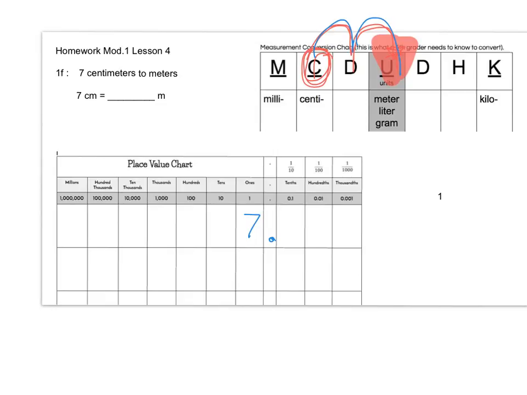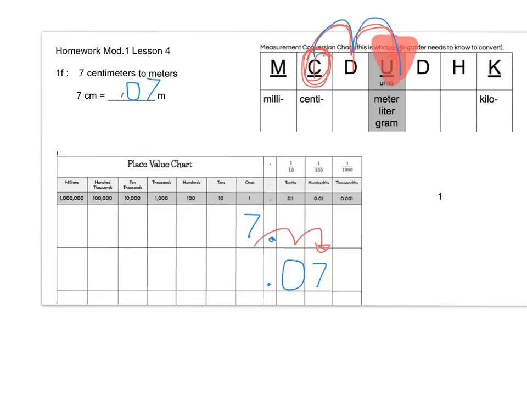We're moving to the right 2, because we moved to the right 2 going from centimeters to meters. We're going to go 1, 2, and we're going to move the 7 right there. Now it's in the hundredths place, and we have to fill that in with a 0. So 7 centimeters is the same as 0.07 meters.